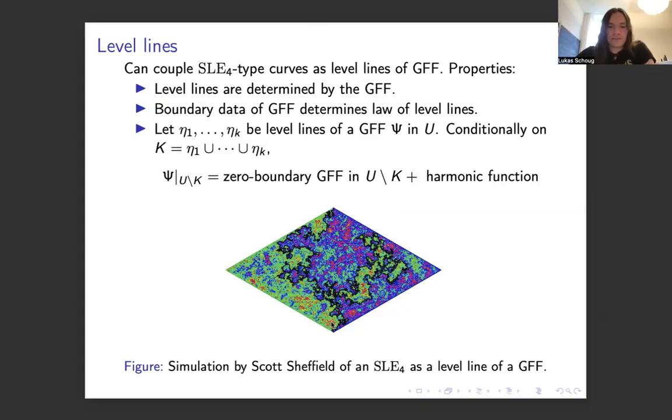And here you can see a simulation of an SLE4, which is coupled with a Gaussian free field. So the black curve here is an SLE4. So it's a simple curve that almost hits itself, essentially everywhere. And this property, that the level lines are determined by the GFF, is very important, because that means that given the GFF, two curves are independent. So it doesn't matter in which order you sample them, which is beneficial when we think of the multiple SLEs that should have this commutation relation.